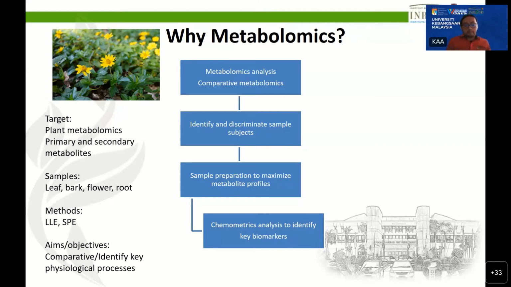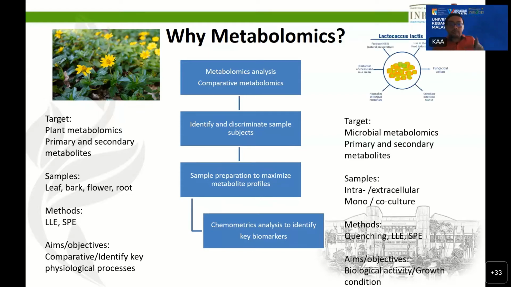So how about the sample? For plant metabolomics, usually the samples we can use are leaf, bark, flower, root, or even the whole plant. And when we talk about methods for plant metabolomics, the most common methods we usually use are liquid extraction using biphasic extraction, employing two different solvents with different polarity, or we can use solid phase extraction or SPE, or SPME, solid phase microextraction. The aim or objective of plant metabolomics usually is to do comparative analysis to identify key physiological processes happening in the plants, whereby we can further understand what is going on inside this plant.